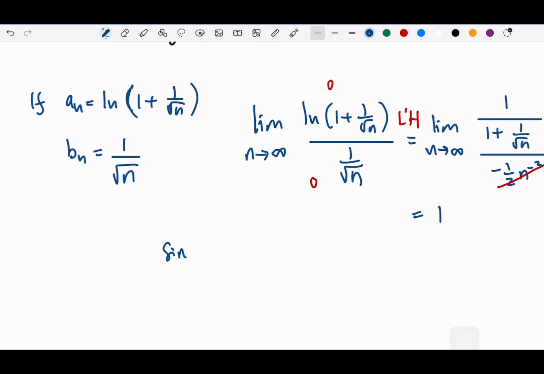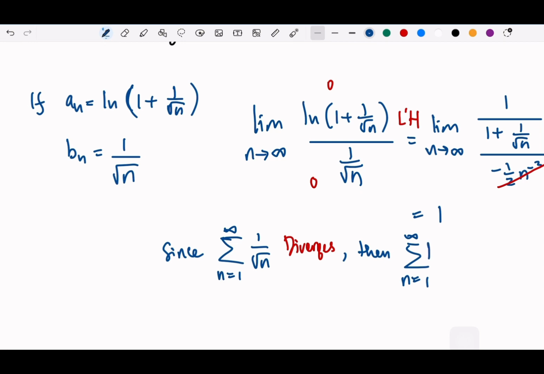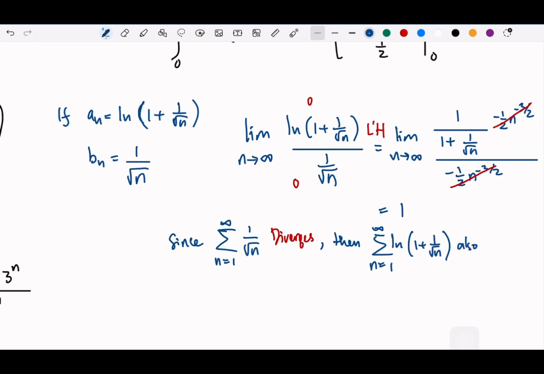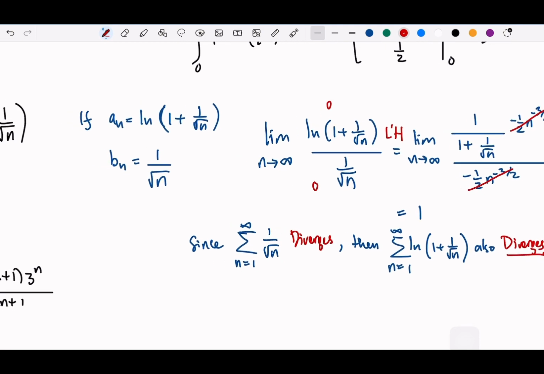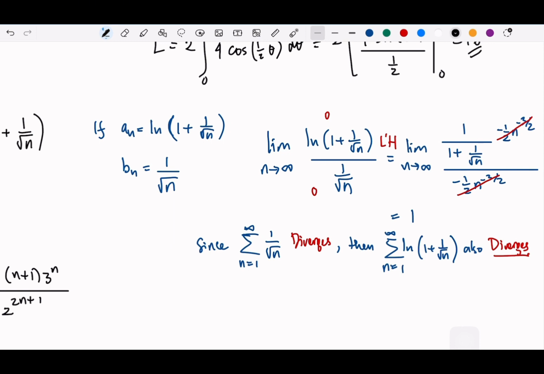And which means that since the sum of the series for 1 over square root of n diverges because of the p-series, then the series for the ln of 1 plus 1 over square root of n also diverges. Okay, so that's number 5A.